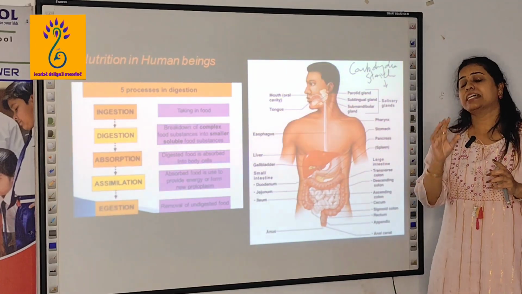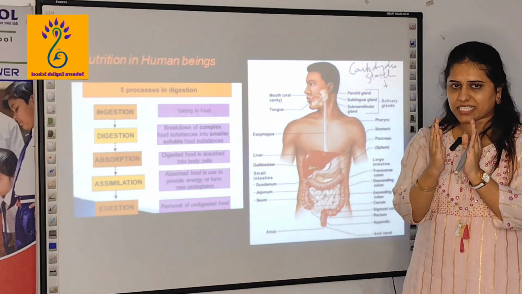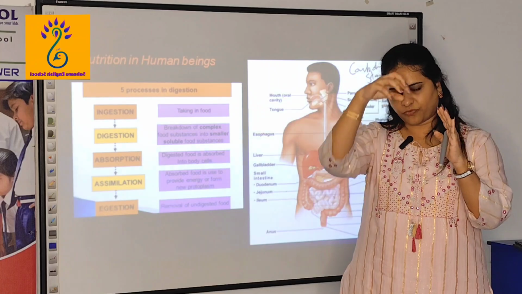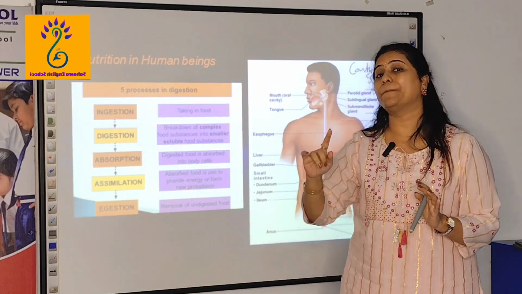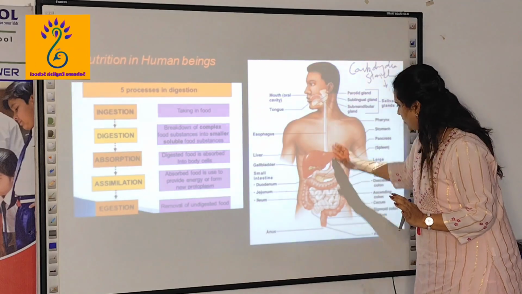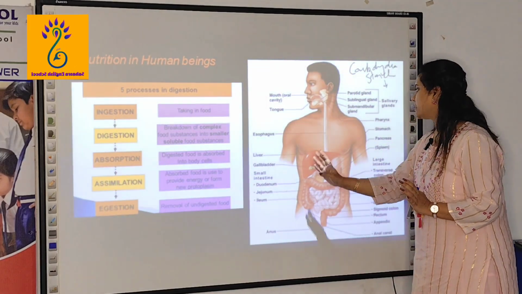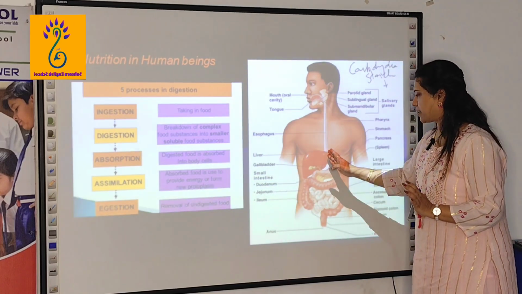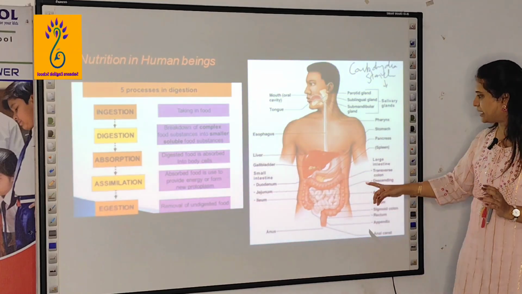The muscle contracts and next it relaxes. When it relaxes, food enters, and when it contracts, it pushes. Like that, this is called peristalsis. The peristaltic movements occur even in the intestines too. So the food enters through the esophagus and through peristaltic movement, it enters the stomach.